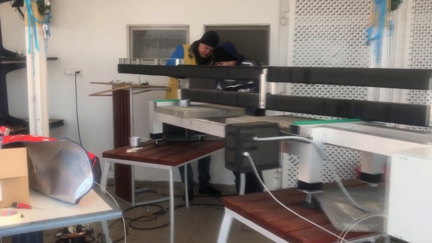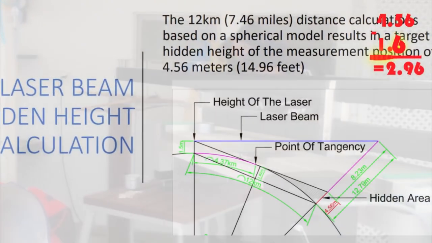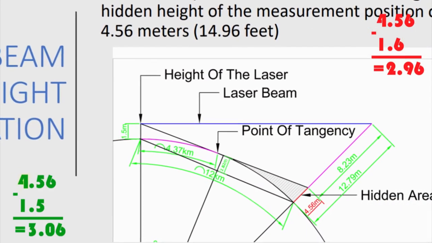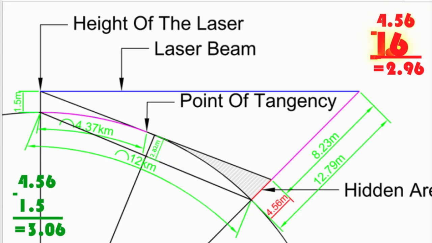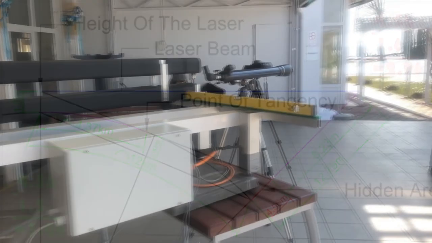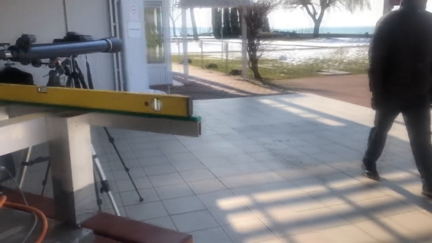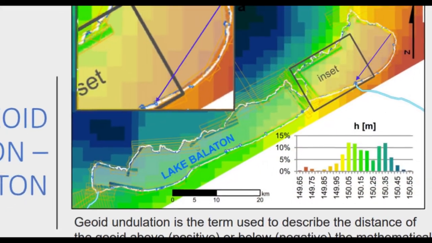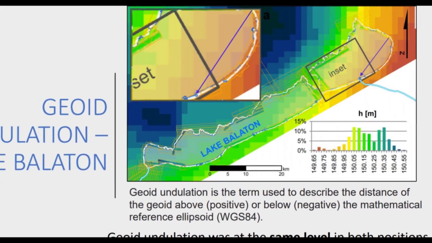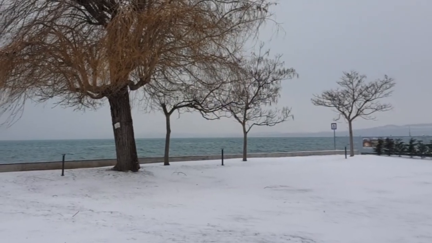That meant there is no significant difference in geoid undulation. The TLT measurement data shows that at least 2.96 meters of curvature was missing on the total distance of 12 kilometers on the surface of Lake Balaton. There is also a possibility of a local geopotential anomaly, but the WGS undulation map clearly shows that this was not the case. On the next 4 days of the test, weather made observations impossible.